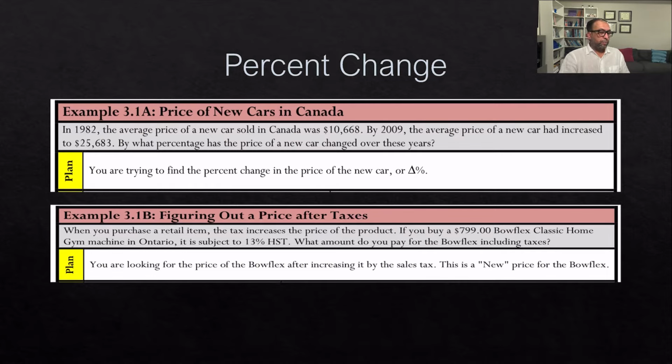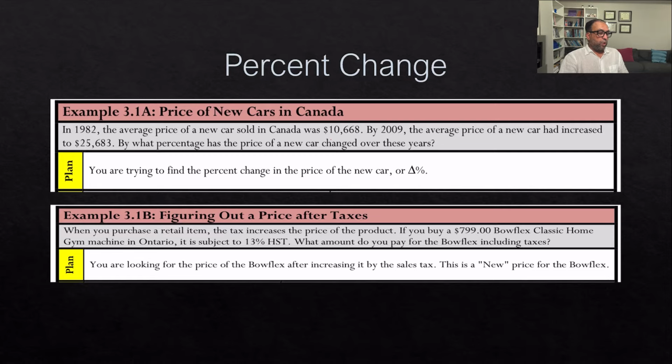but here we are using the very standard one. So for example, we can solve these two examples in order to understand what percentage change is. The first example: in 1982, the average price of a new car sold in Canada was 10,668. By 2009, the average price of a new car has increased to 25,683. By what percentage has the price of a new car changed over the years?